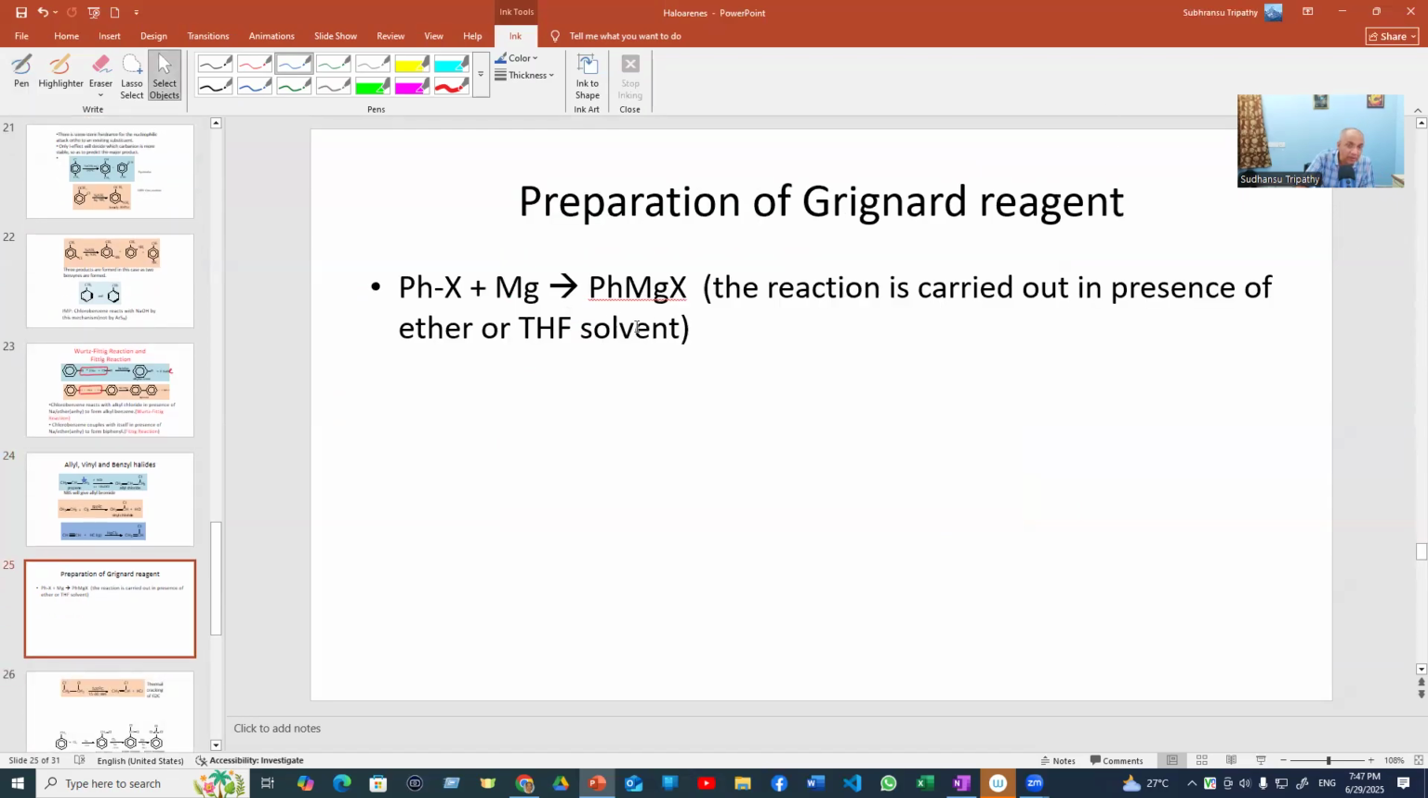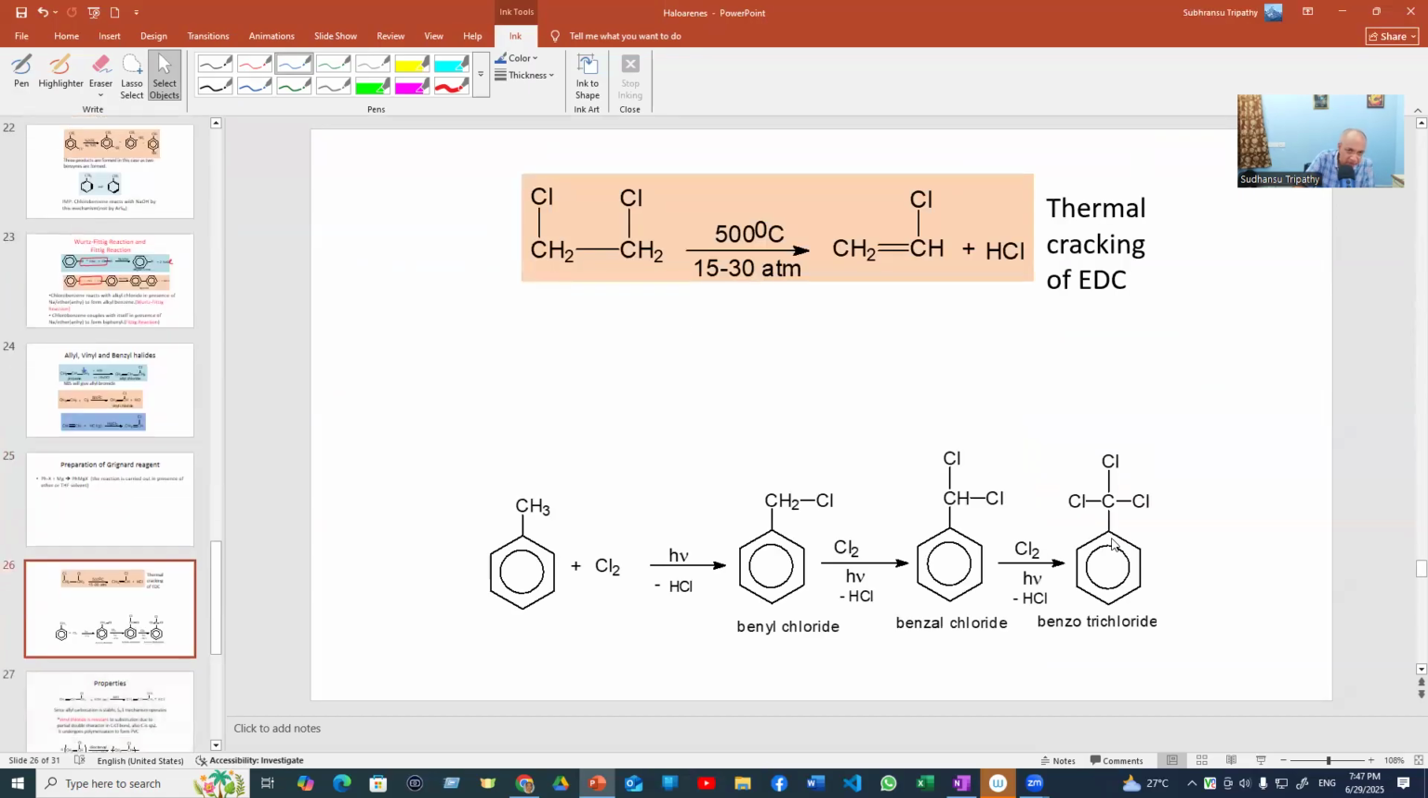Grignard reagent can be prepared from chlorobenzene in the same way with magnesium in ether solvent or tetrahydrofuran, to get phenyl magnesium halide, which is an aromatic Grignard reagent. If you take 1,2-dichloroethane and simply heat at high temperature, then one HCl will be eliminated at high temperature and high pressure, not very high pressure.